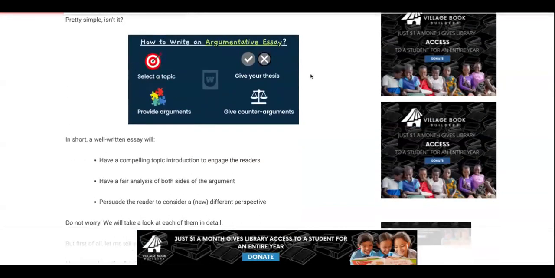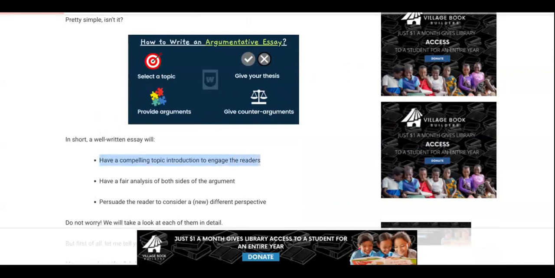So basically this is what you follow in an argumentative. You select a topic, you give your thesis. Again, your thesis is something which explains in a sentence what you will be talking about. You provide arguments, and then you give counter arguments. What are counter arguments? So let's say if I'm giving arguments for a topic, counter arguments are basically against that topic.